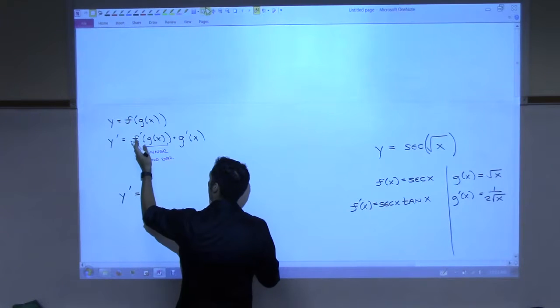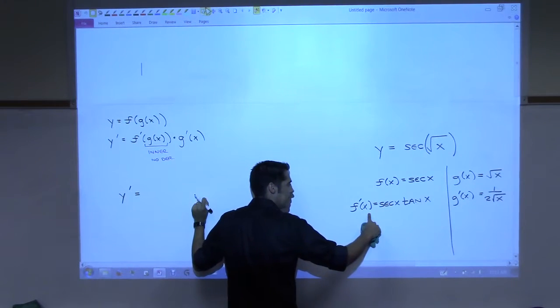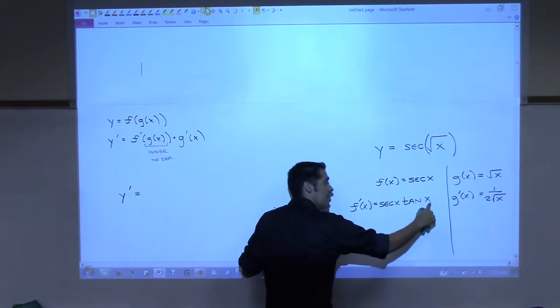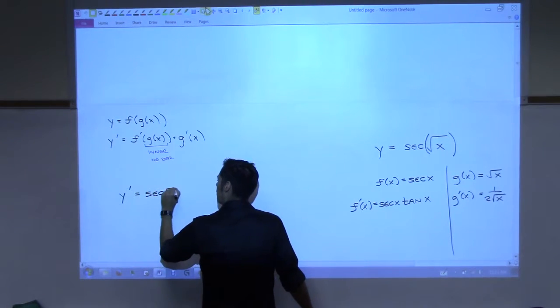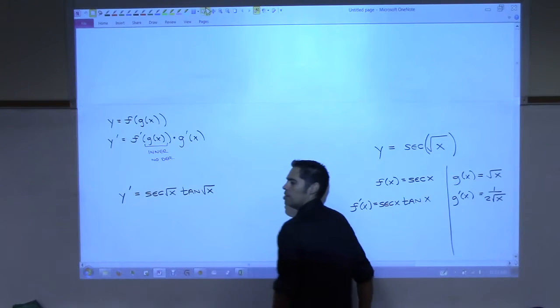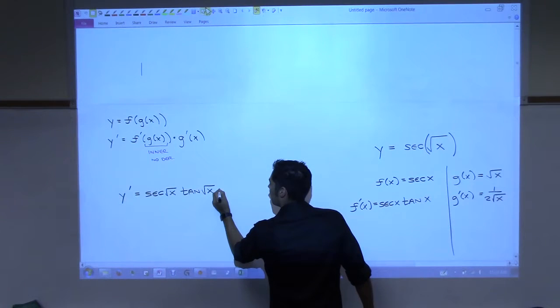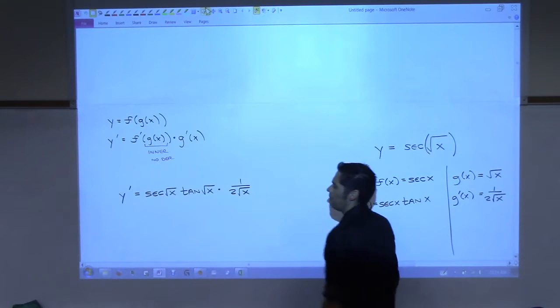the derivative of the f function, which is this one, with what plugged into it? Root x. So I'm going to replace that x with root x, replace that x with root x. It's going to look weird, but this is what it is. Secant root x, tangent root x. That makes sense? Times the derivative of g, 1 over 2 root x.